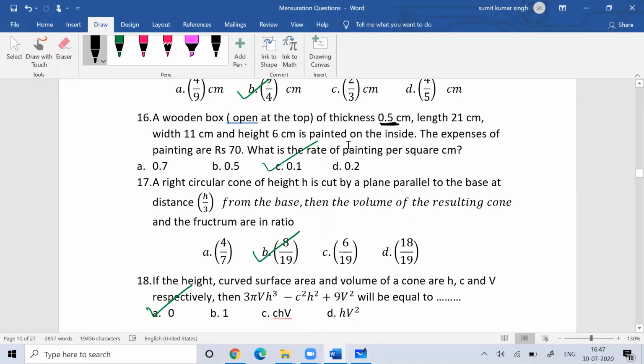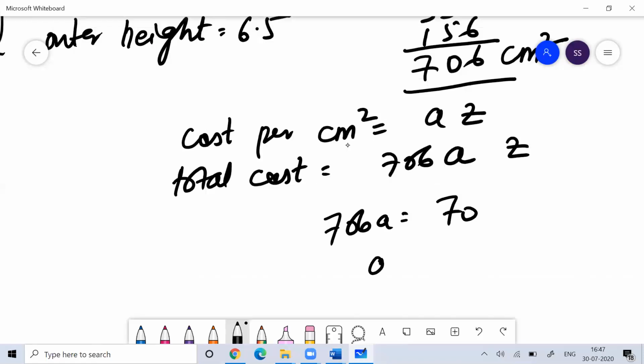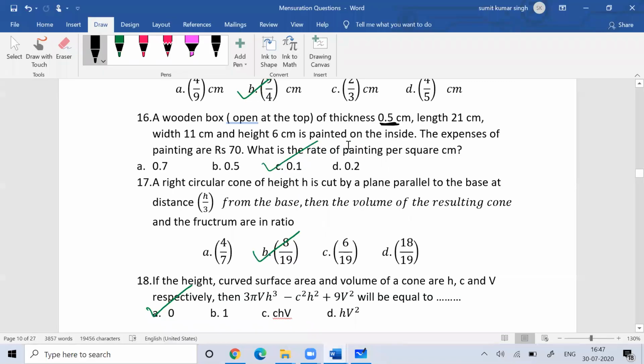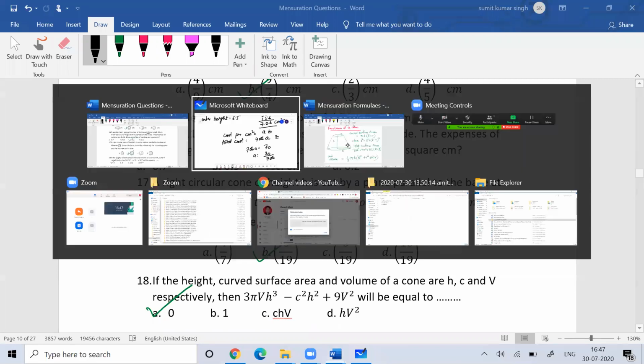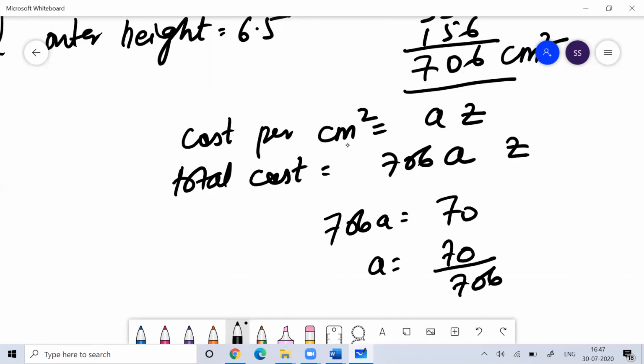So what is the rate of painting per square centimeter? You have to find A, which is 70 by 706. What is your answer? The answer would be around 0.09 something. So this is 706, and this is 70. You can see the options with that.